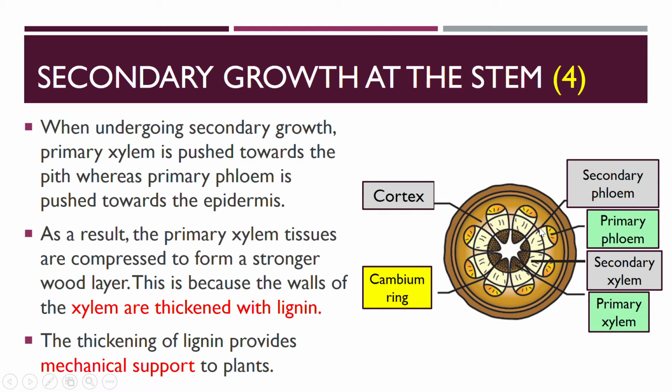Okay. Jadi when undergoing secondary growth, primary xylem is pushed towards the pith. Jadi kamu identify, usually they will ask you to identify the location of secondary phloem, mana satu secondary xylem, primary xylem. Okay, so cambium ring, kita kenal pasti ring ini dulu. So first step, kenal pasti this ring.